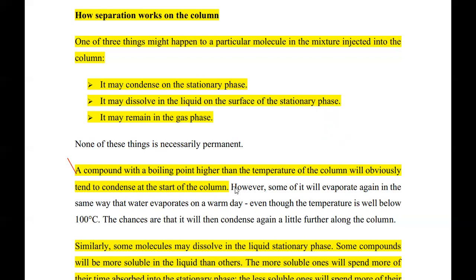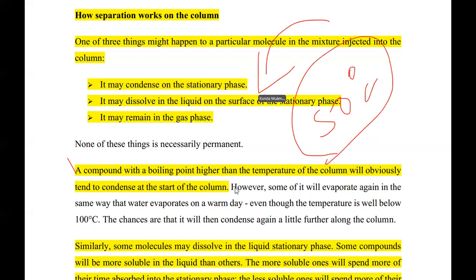I was just giving you an example of a sample boiling at 75 degrees centigrade, and then you set your temperature at 50 degrees. If it is boiling at 75 degrees centigrade, changing from liquid to gas, when you introduce this sample, even if it is in gas form, with the temperature set at 50 degrees centigrade, it will condense back to a liquid because the temperature in there is lower than the boiling point. That's the meaning of this point.